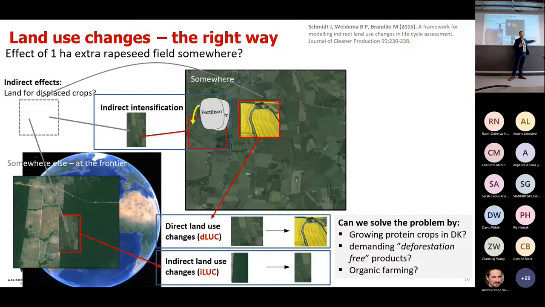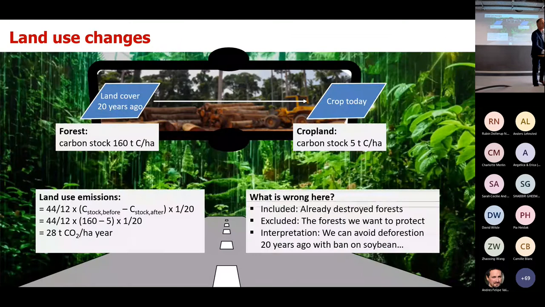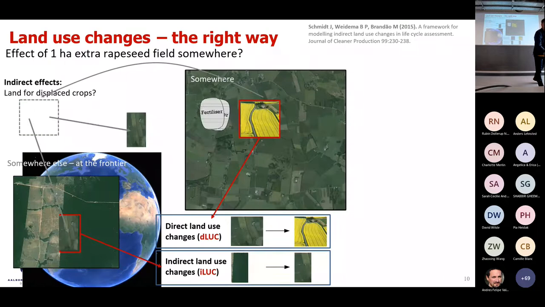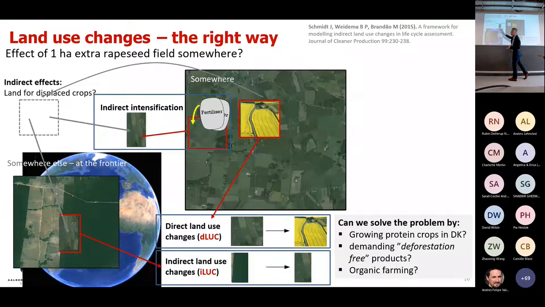If we were using the approach on the previous slide, looking in the rear-view mirror, then it's a good idea to grow protein crops in Denmark, because if we look 20 years back, there was still cropland in Denmark. So there are no impacts if we grow our stuff in Denmark. But if we are then moving to this framework, it doesn't help to grow something in Denmark, because we are still having an impact somewhere else in the system. So it's not necessarily a good idea to grow crops in Denmark.